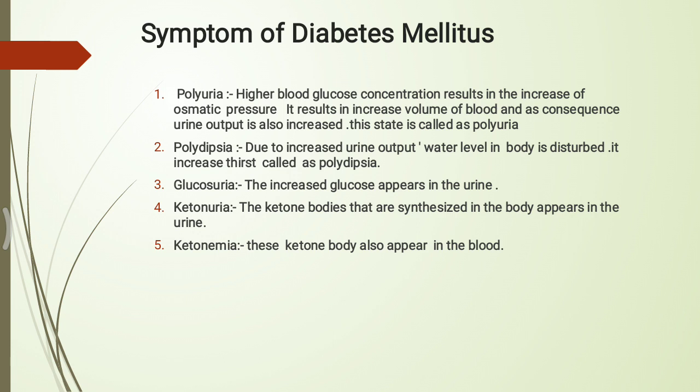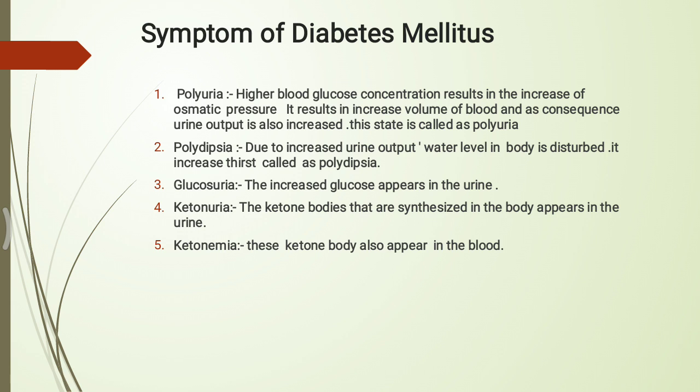Then polydipsia. Due to increased urine output, that is polyuria, the water level in the body is disturbed, and it increases thirst. Increased thirst is called polydipsia. Polyuria means urine output is increased, and due to polyuria thirst is increased, which is called polydipsia.